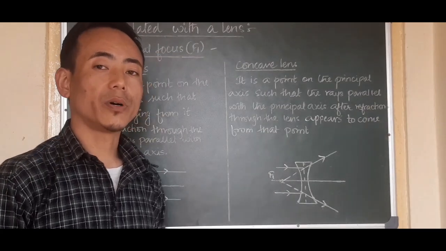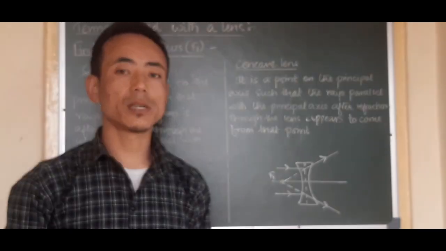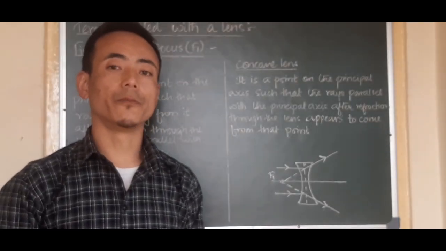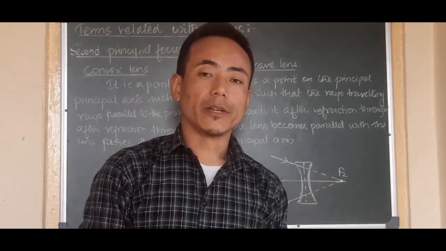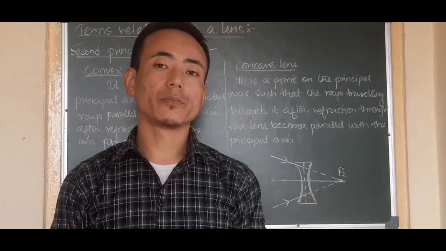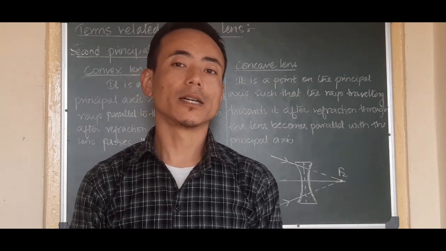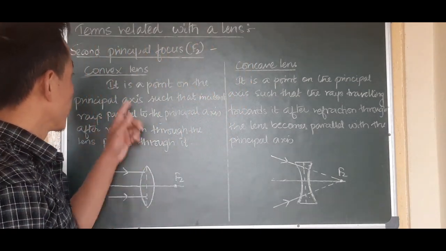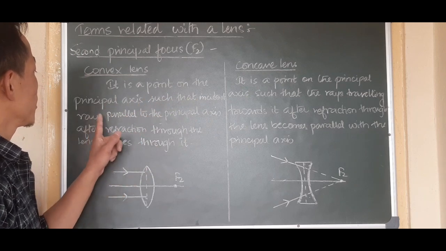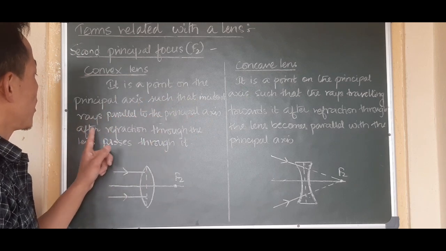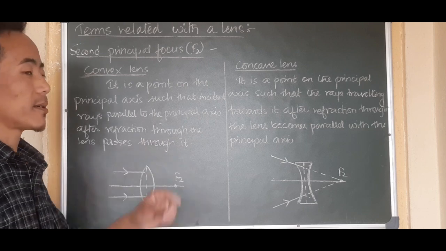Similarly, we will discuss the second principal focus for a convex lens and a concave lens. Alright, so the definition for the second principal focus: for a convex lens, it is a point on the principal axis such that incident rays parallel to the principal axis, after refraction through the lens, pass through it.